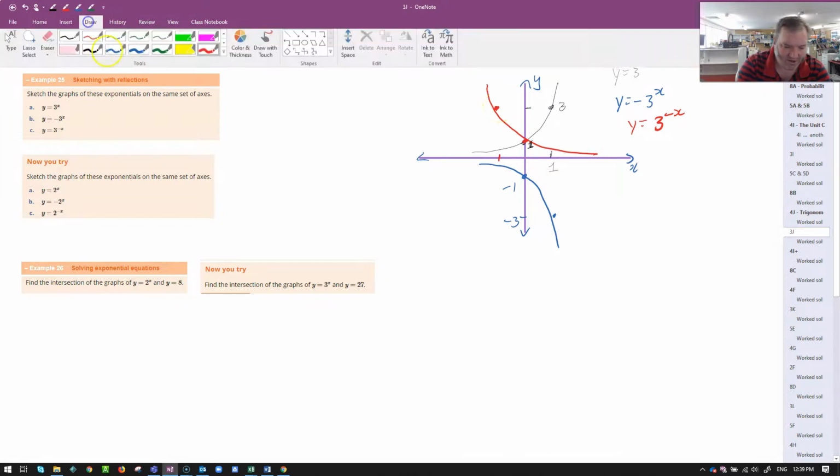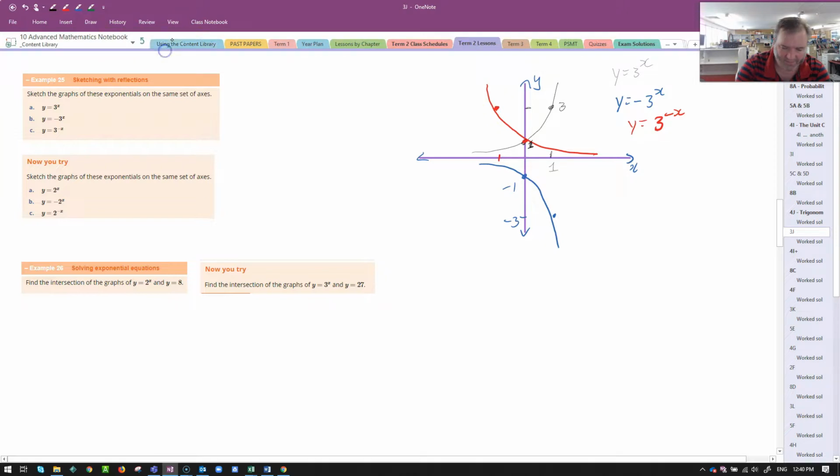Give yourself a challenge. What do you think y equals negative 3 to the negative x is going to look like? Well, I've got a reflection in the y-axis and a reflection in the x-axis. Does it matter which order I do it in? In this case, probably not. Down there, then reflect it the other way. I'm going to end up like that. Or if I went to the red one first and then to the green one reflecting in the x-axis, I'd still get that. So you can play around with these.